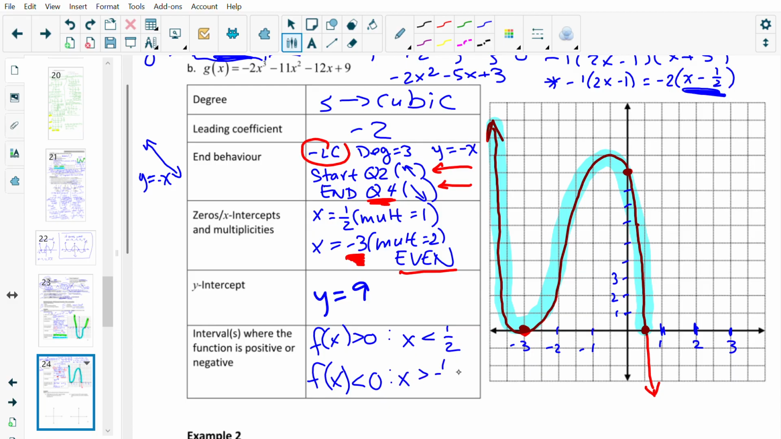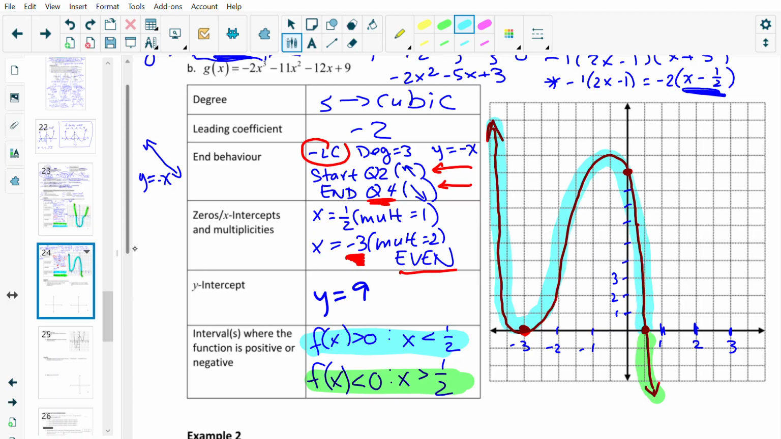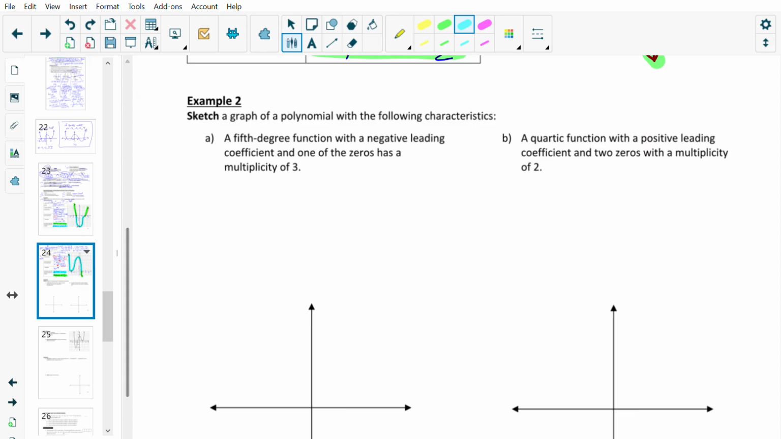Where is f of x less than 0? Where is it negative? Well, x is greater than 1/2. Right there. So that's the positive, or sorry, that's the negative region, and that's the positive region. Okay.